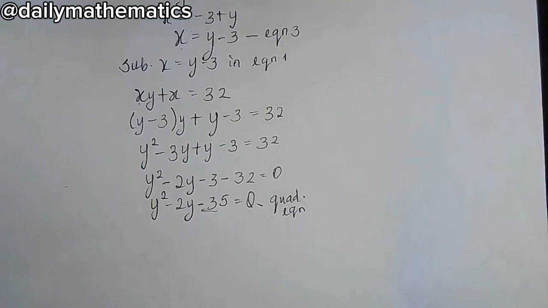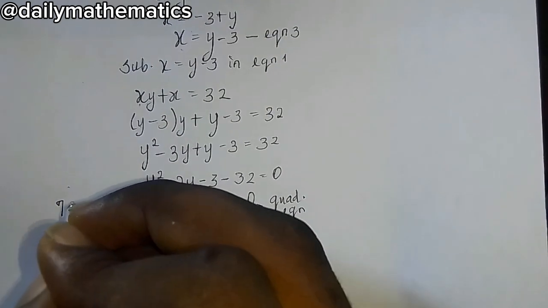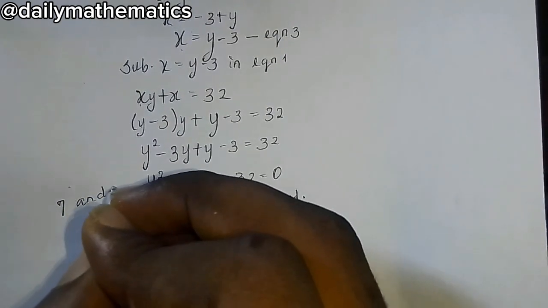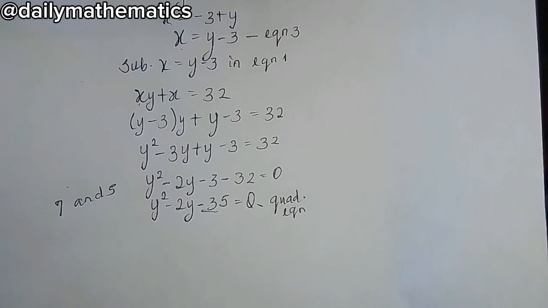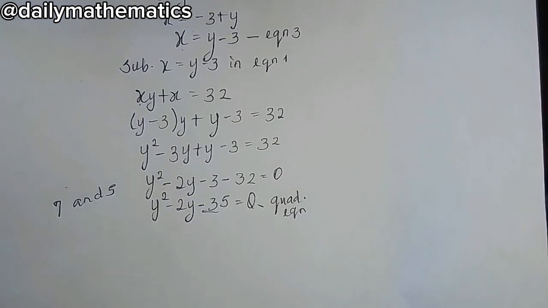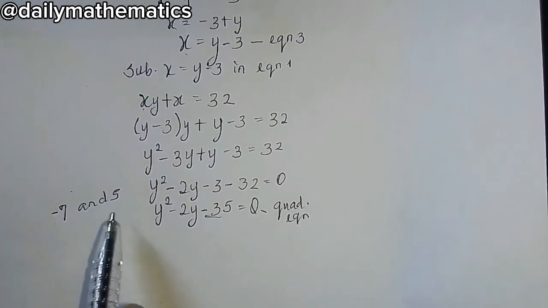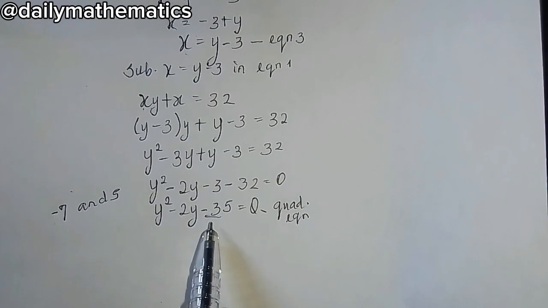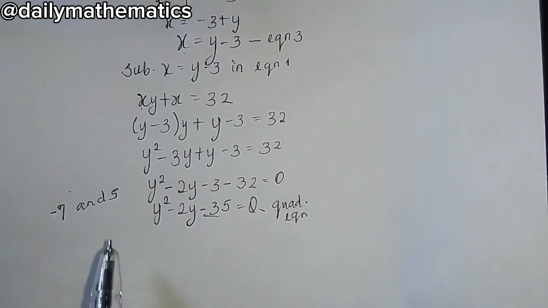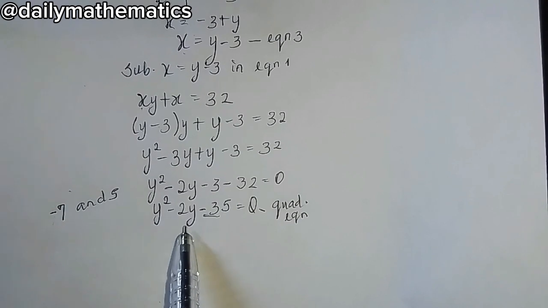And what are those factors? If you look closely at 7 and 5, they are factors of 35, right? But when we put just a minus here, minus 7 times 5 gives us minus 35, meaning they are both factors of minus 35. And when we say minus 7 plus 5, it will give us minus 2, right? So we are good.